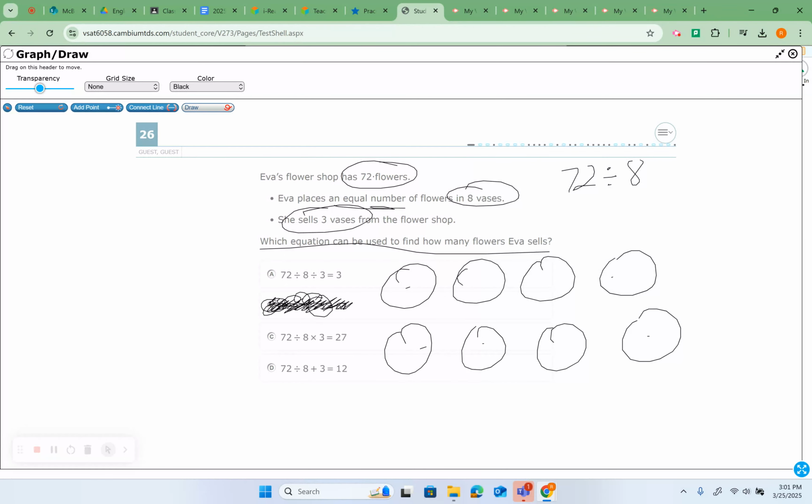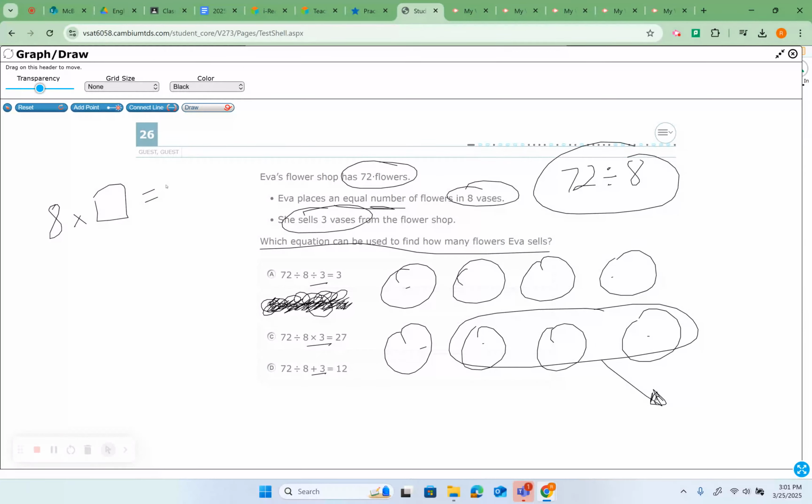So it's out. And then notice here, there's no subtraction going on. All right, but these 3 vases are going to be sold and they're going to be removed. But I've got to find out how many go in each vase. So here's the question: 8 times what number gives me 72? That would be the trick to this one. And so how do we do that?